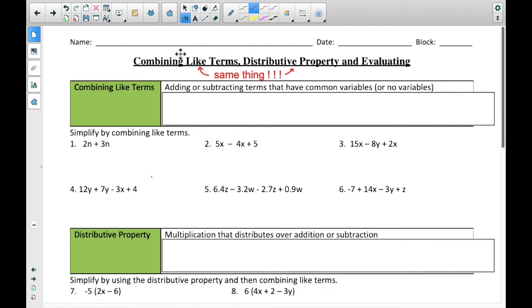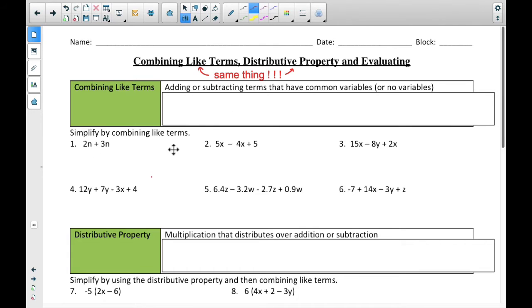Today, we're going to be talking about combining like terms, distributive property, and evaluating. The first thing I'm going to tell you is that combining like terms and distributive property are technically the same thing. You don't really need to worry about that. I can explain it to you if you want to, but to understand they're the same thing and why that's important: when we get to solving equations, sometimes combining like terms comes first, sometimes distributive property comes first, but that's because they're the same thing.